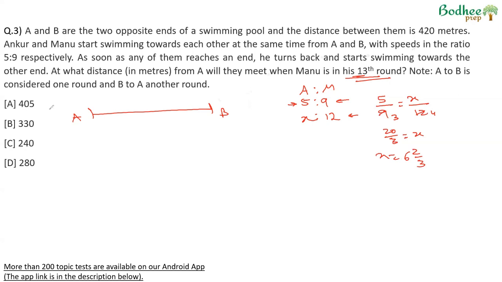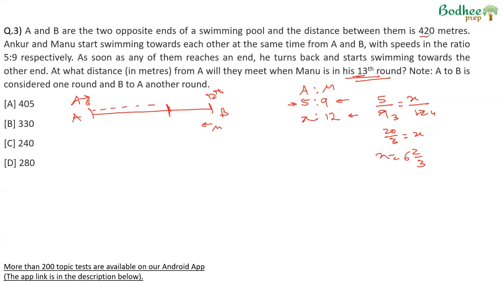So when Manu has done 12 rounds, Ankur starts from here, Manu starts from here. 12 rounds means 1, he will reach A, 2, he will be back to B, 3, A, 4, he'll be back to B. So odd number of rounds means he's at A, even number of rounds means he's at B. So the 12th round for Manu will end here. For Ankur, 6 rounds have to be completed. So 1, 2, 3, 4, 5, 6, he will be back at the start, and 6 rounds are completed here. And then 2/3 of a round.